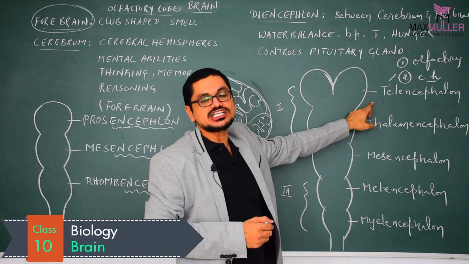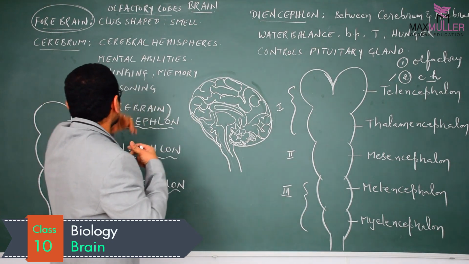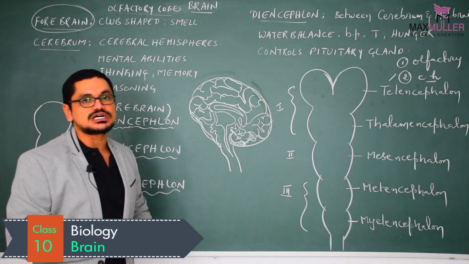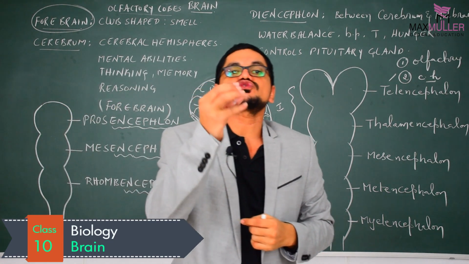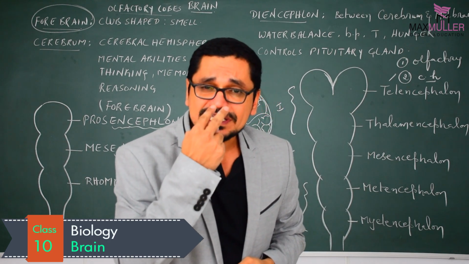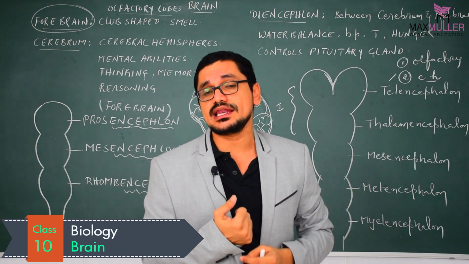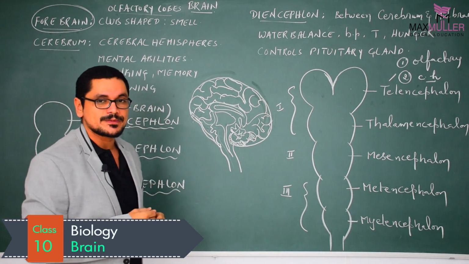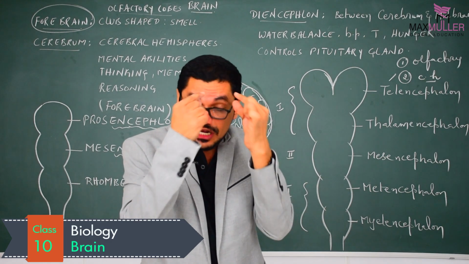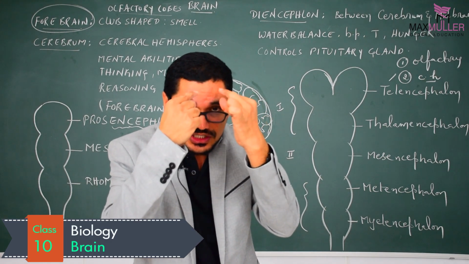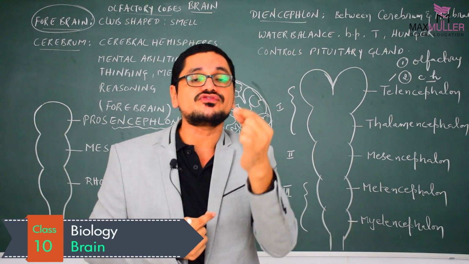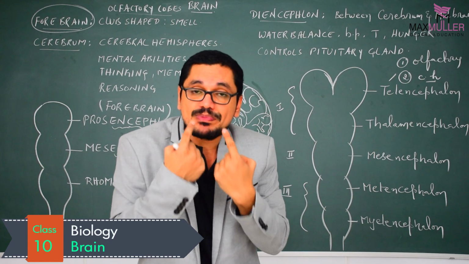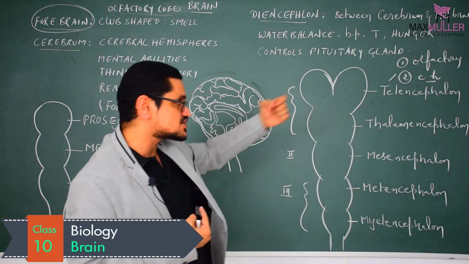Okay, let us see this telencephalon. I told you that telencephalon is a portion which gives olfactory bulbs. Olfaction is nothing but the smell. We are able to perceive the smell. That smelling sensation is because of these olfactory lobes. Actually, two club-shaped structures are present here. These are the structures which are responsible for you or for me to perceive the smell. We are able to perceive the smell because of these olfactory lobes.